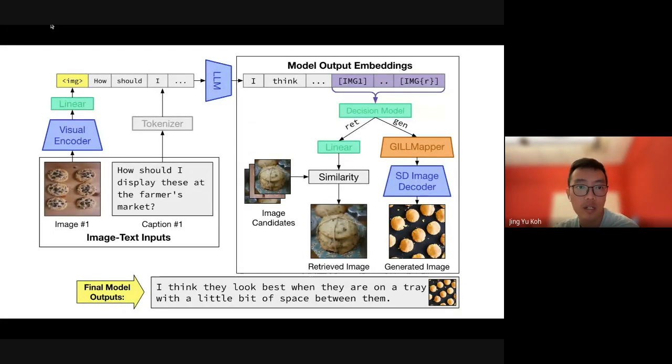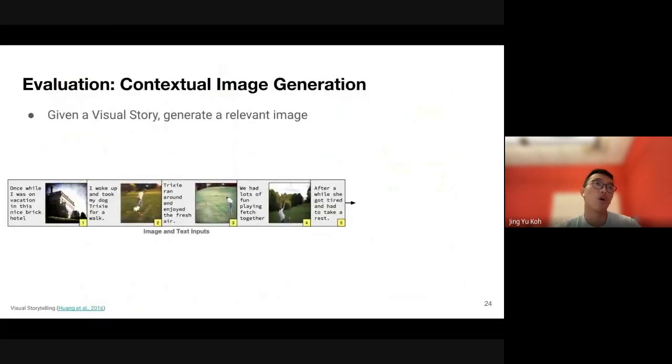Yeah, so this is how Gill works when you provide inference examples. Now the question is how to evaluate it. We observed that Gill produces quite nice qualitative outputs. It can generally answer image text questions, and it can produce reasonable images. But it's difficult to evaluate this task because there aren't a lot of benchmarks that have image text inputs and image text outputs. So we evaluate it by following prior work in using this visual storytelling dataset.